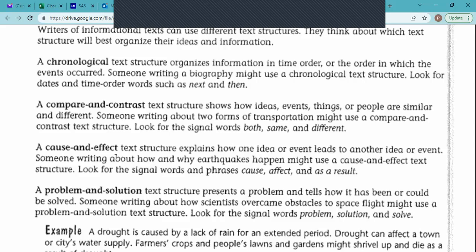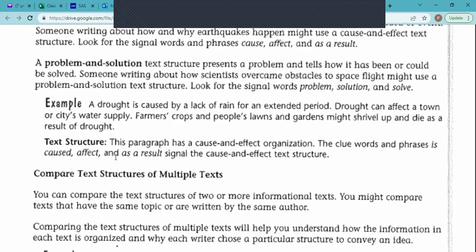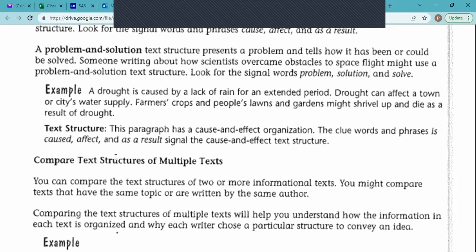Okay, so I want you to pause your screen right now and reread about these four different ones and make sure that you're taking some notes as you're doing that. Okay, so let's read the example down here.